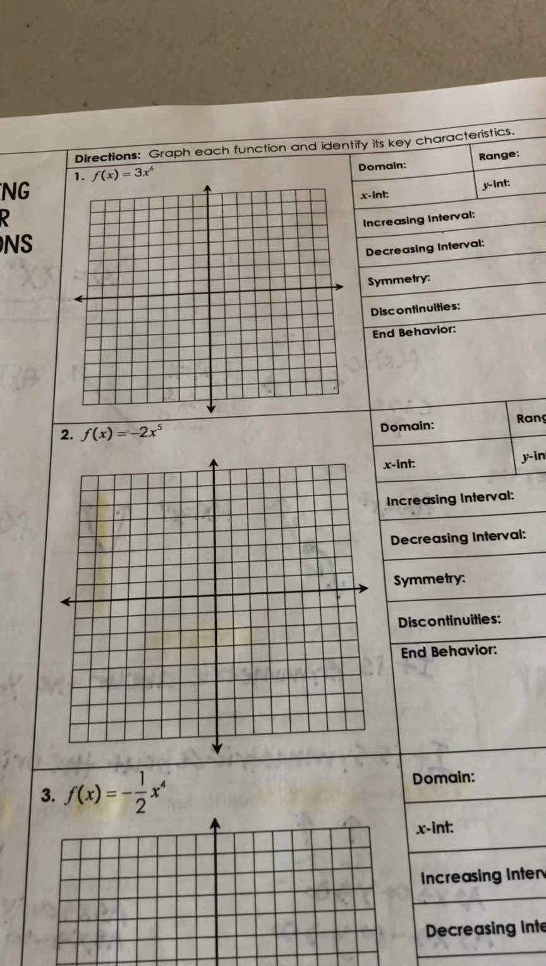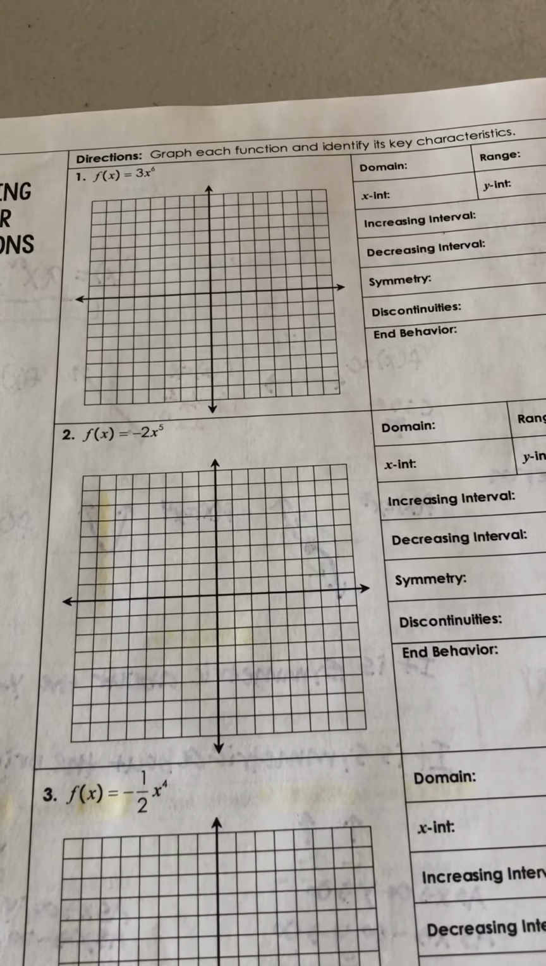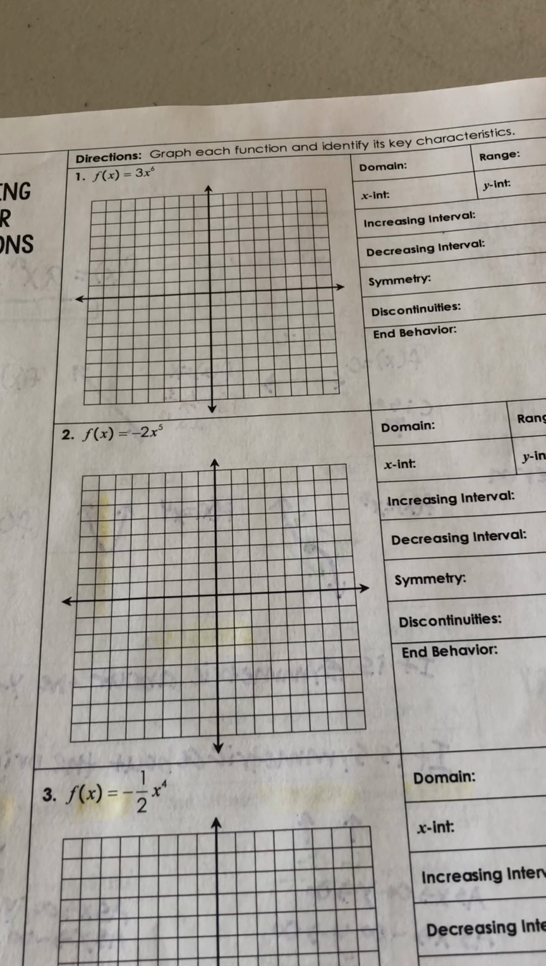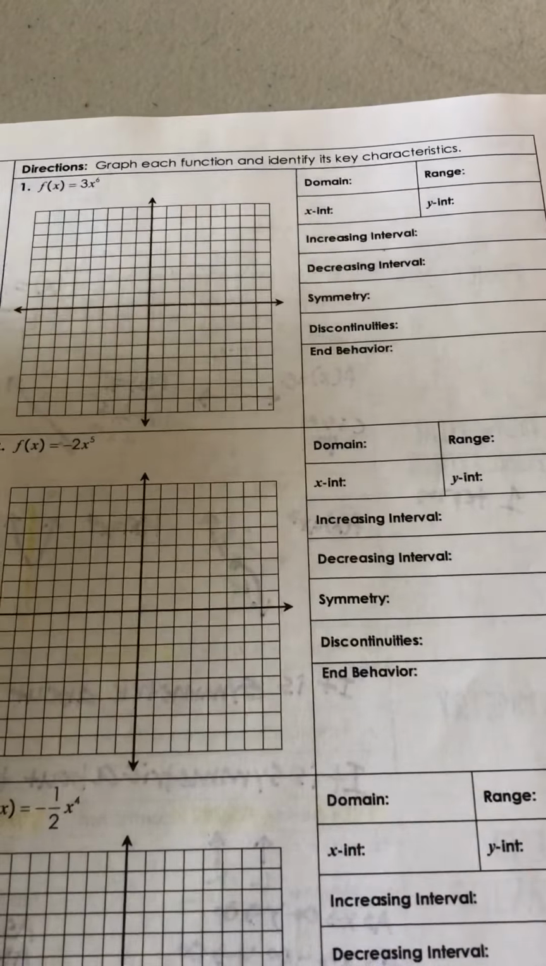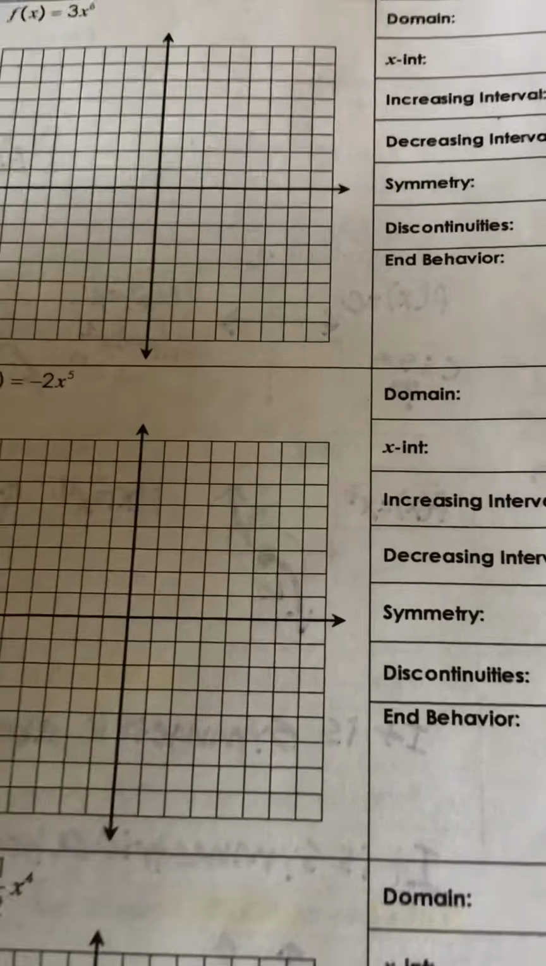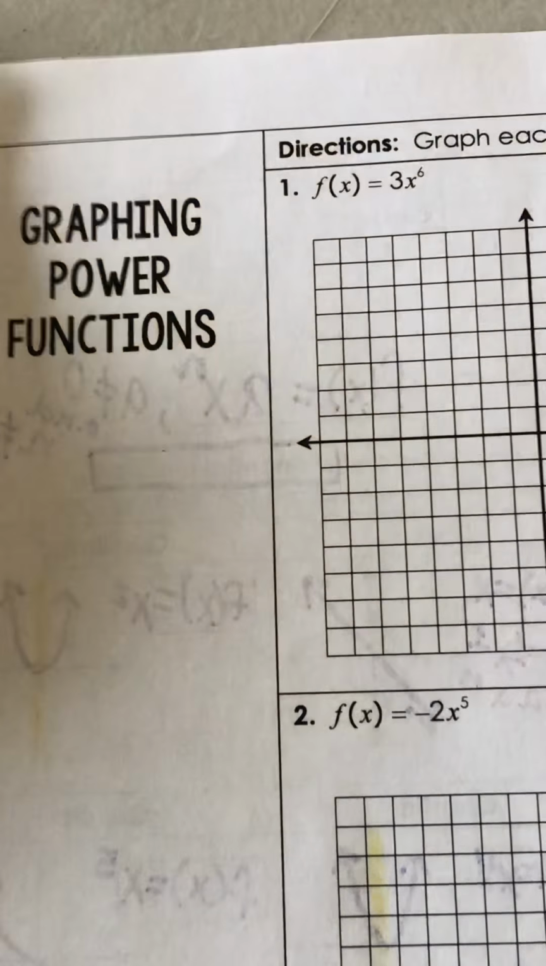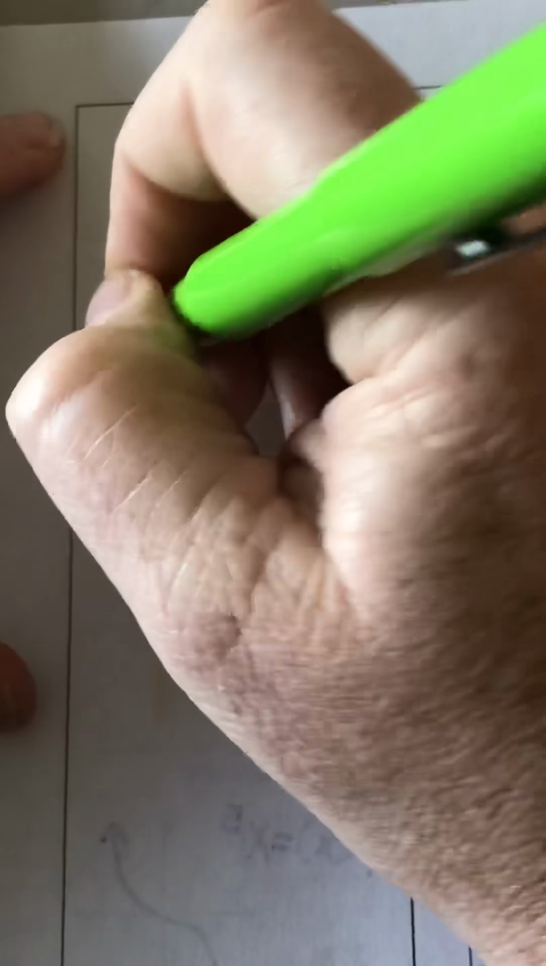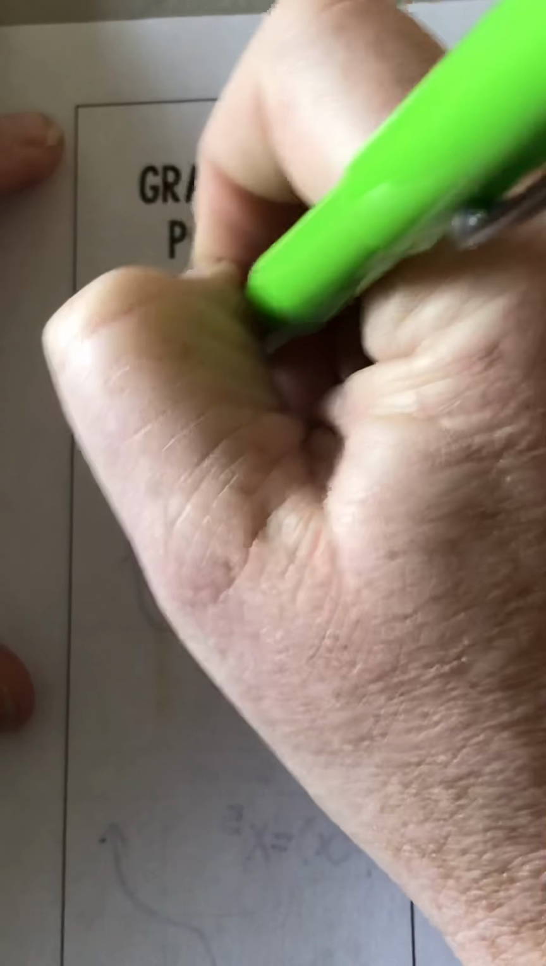All right, back page, we have a couple of examples, and I want to use tables when I'm doing this so that you can kind of see how the graph ends up looking very close to our x squared, okay? So we're gonna graph each function and identify its characteristics. All right. f of x equals 3x to the 6th. I'm going to use a table here.